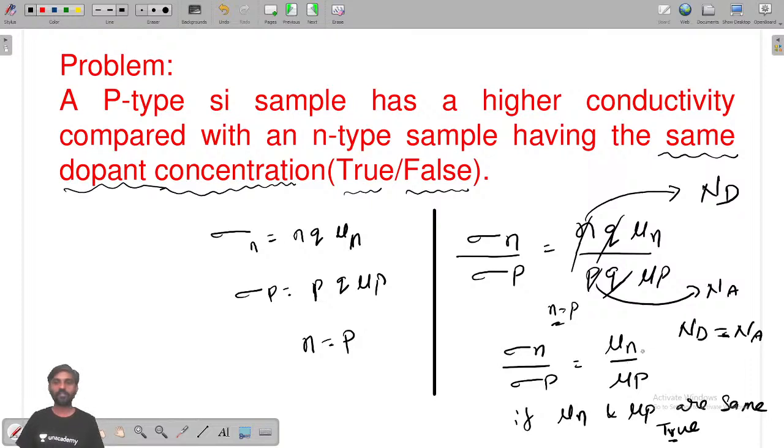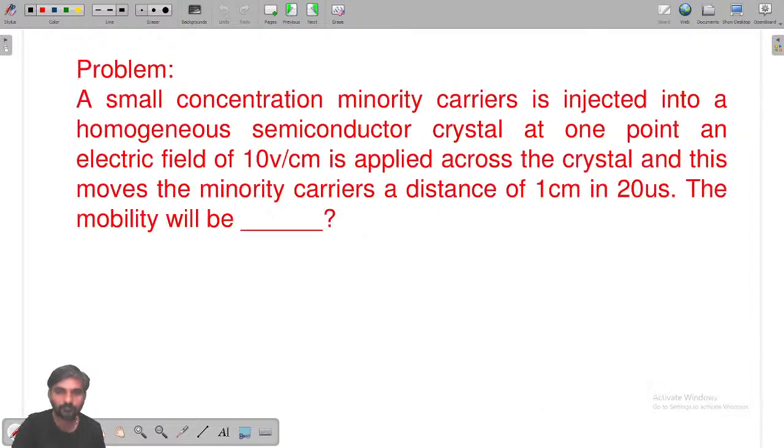So if Nd is equal to Na, these two will get cancelled. So what is remaining? Mu n by mu p. So the answer is false. It is not true. Clear? So the answer is false. Okay, next.